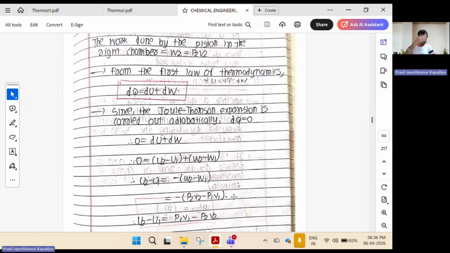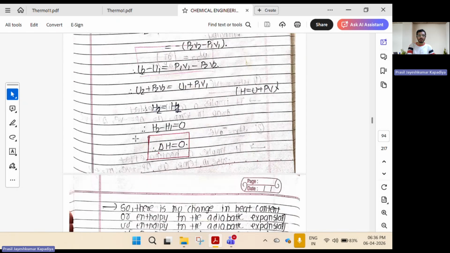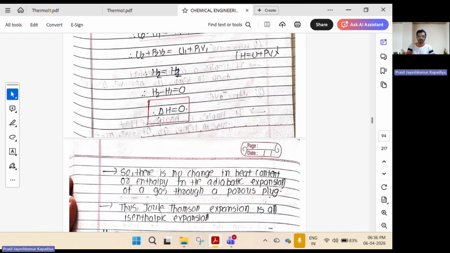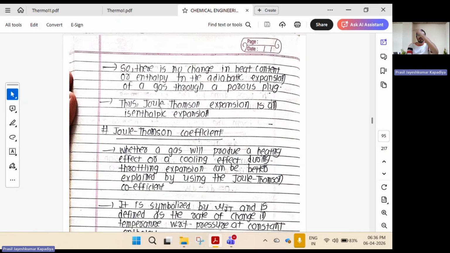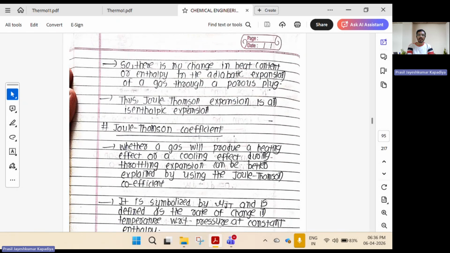And here initially we have P1 V1 work, and final work is P2 V2. If we apply the first law of thermodynamics, then we will have H2 is equal to H1, where delta H is equal to 0. That is called isenthalpic process. So there is no change in heat content or enthalpy in adiabatic expansion of gas through a porous plug, and that's why Joule-Thomson expansion is an isenthalpic expansion.